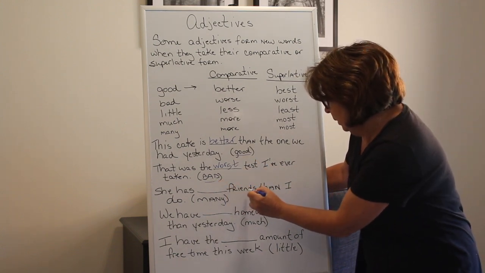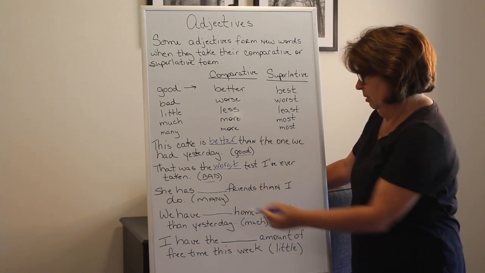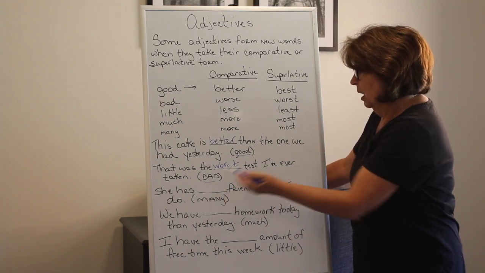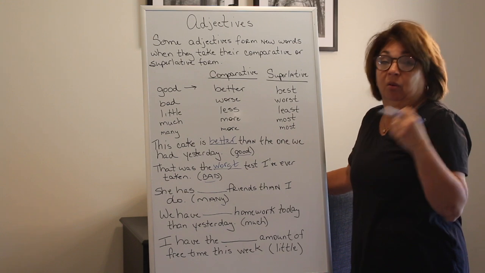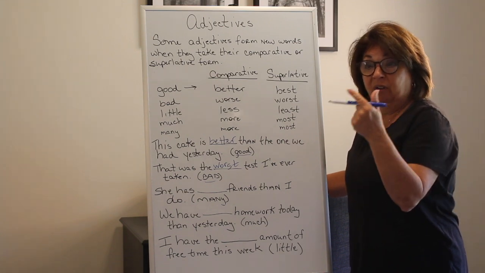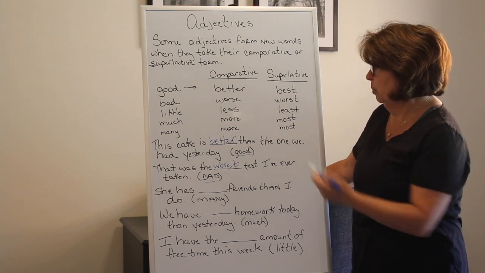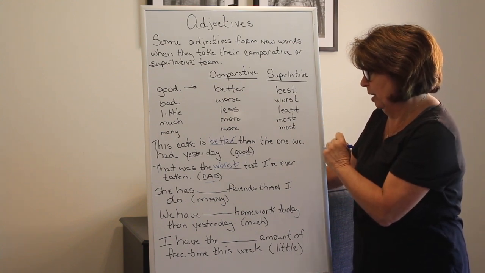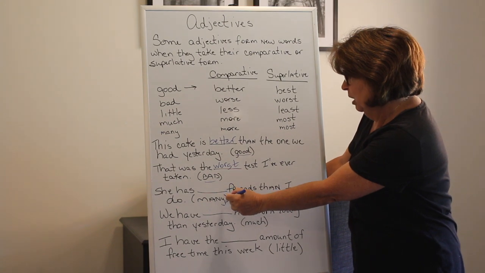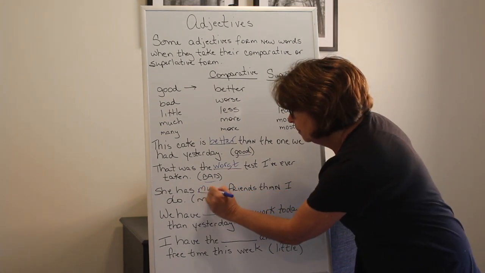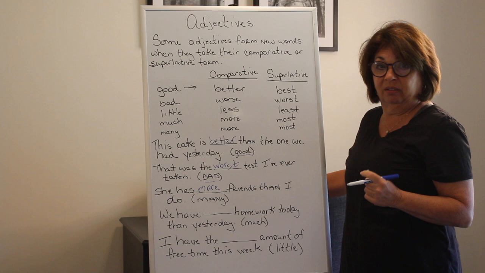All right, she has blank friends than I do, and our word is many. She has what? We have she and we have one other person. So she and her. So 2 people. We know that that is going to make it comparative. So instead of many, we're going to say more. She has more friends than I do.